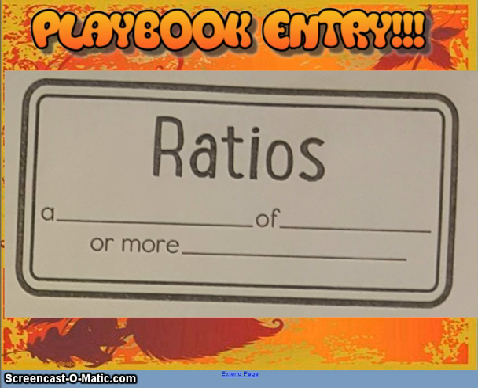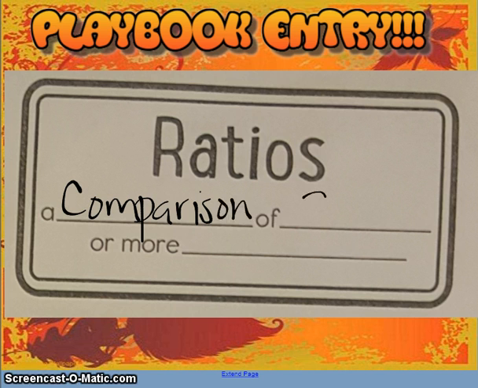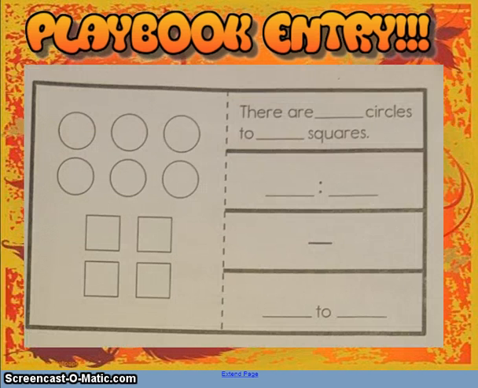Here we have the definition of what a ratio is. A ratio is a comparison of two or more numbers. Here we have an actual example. You have the models, which are the pictures, and you have the sentence. Then you have the three different ways we're actually going to write ratios.